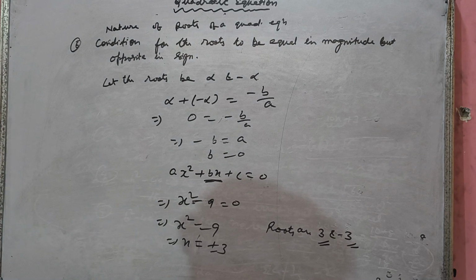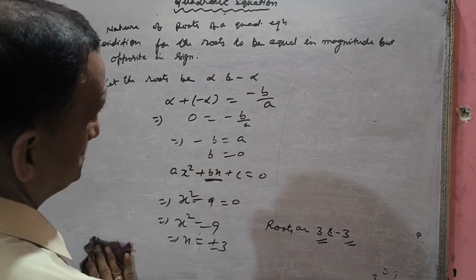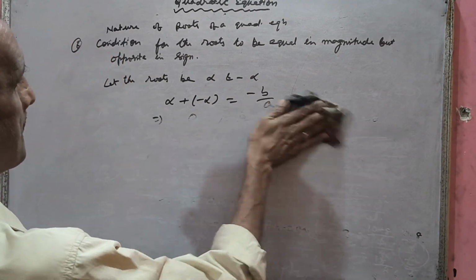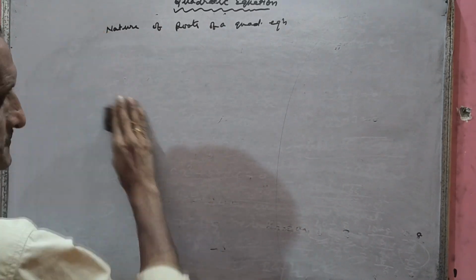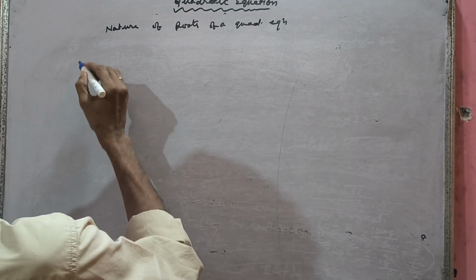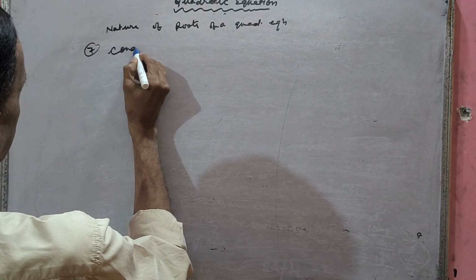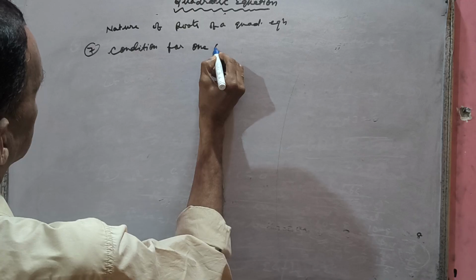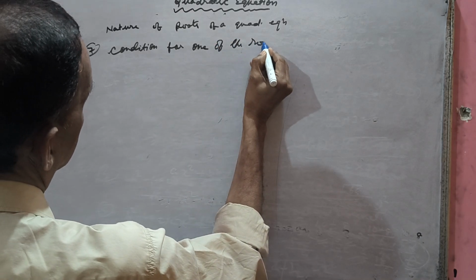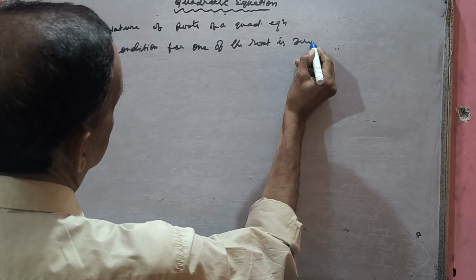Understood? So nowadays, 50% MCQ questions, more MCQ questions you are getting. These are important ones. If these concepts are clear, you can do faster. Any more condition you can think of? Condition for one of the roots to be 0, okay.